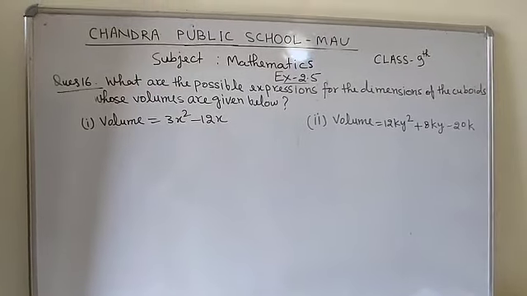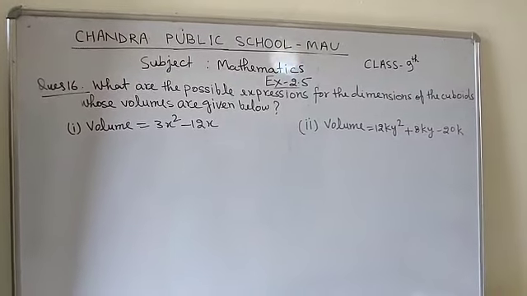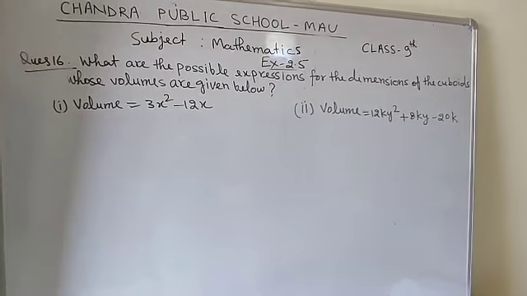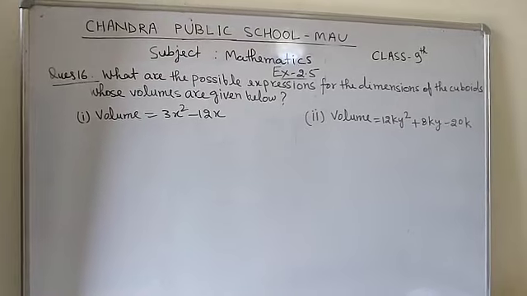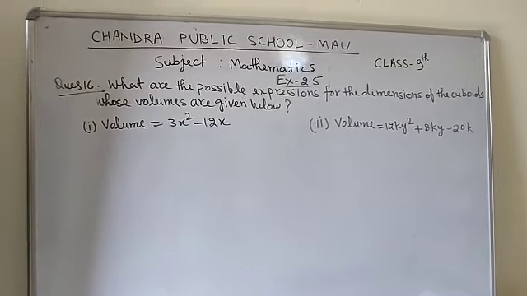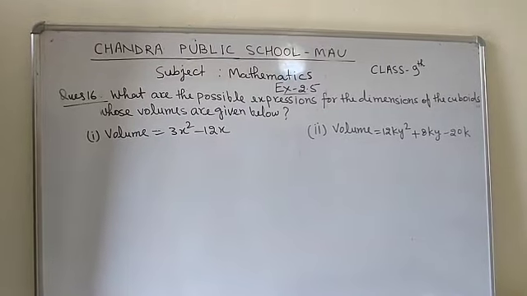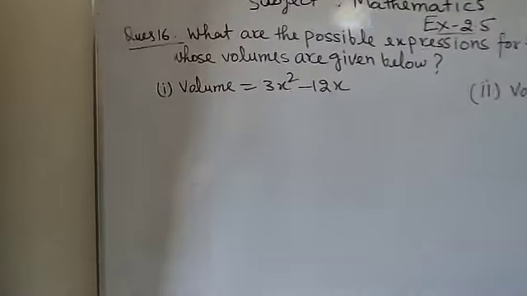Now students, here is the last question of exercise 2.5. Question number 16. What are the possible expressions for the dimensions of the cuboid whose volumes are given below? In question number 15, you were given the area of the rectangle, and you had to find the length and breadth. Here you need to find the dimensions of the cuboid, which means the length, breadth and height of the cuboid whose volumes are given. So I am going to give the solution.